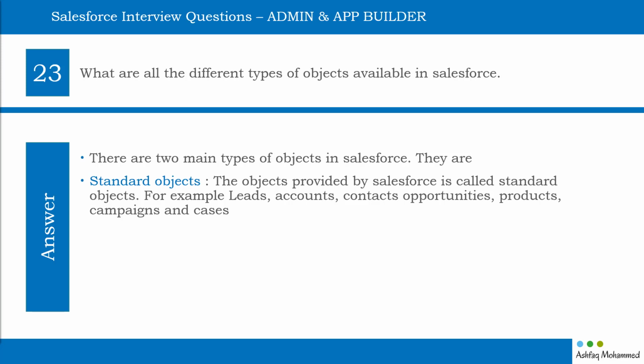As you all know, Salesforce has a CRM, and it has Sales Cloud, Service Cloud, and all the different modules. So Salesforce created some functionality already in it, right? To create that functionality, Salesforce also needs to create some objects. So these are the objects created by Salesforce. Those are nothing but standard objects, right? Examples of standard objects are leads, accounts, contacts, opportunities, products, campaigns, and cases.